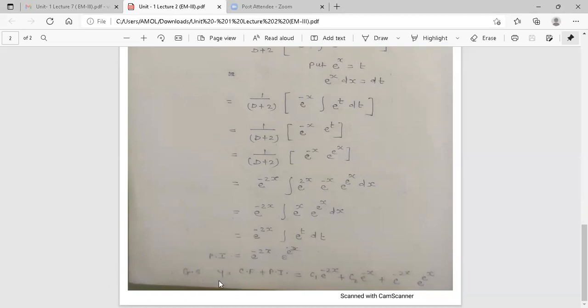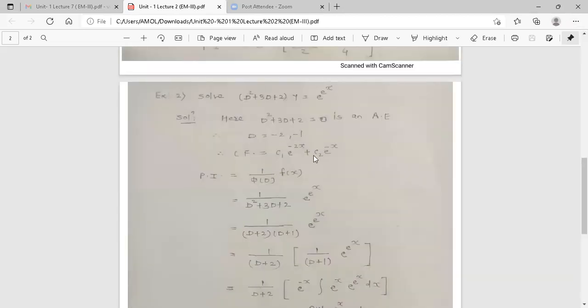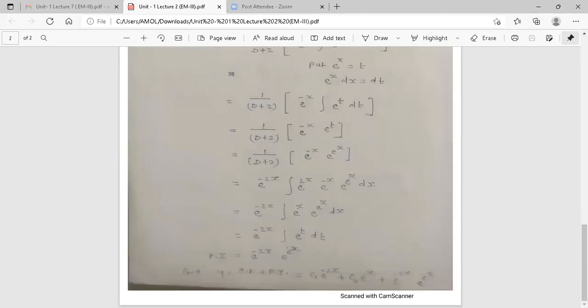Now the general solution, y is equal to CF plus PI. So it is equal to, now the CF is here, the complementary function, C1 e to the power minus 2x plus C2 e to the power minus x. So there CF, and then the particular integral is e to the power minus 2x into e to the power e raised to x. So this is the general solution for the given LDE, and this is the first general method.